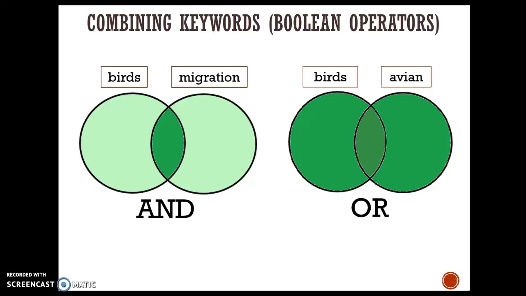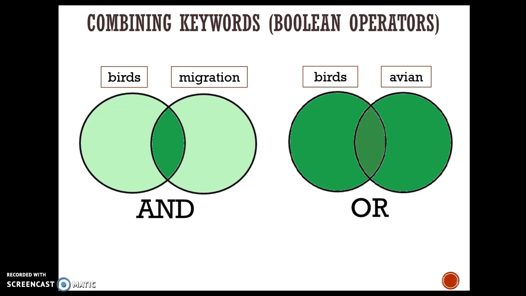Okay, so now we're going to talk about some strategies to help you with your research and how to combine keywords to get the results that you want. So we're going to talk about Boolean operators to start off with. Boolean operators are and, or, and not. They're words that are used to combine your keywords in different ways to either broaden or narrow your search results.